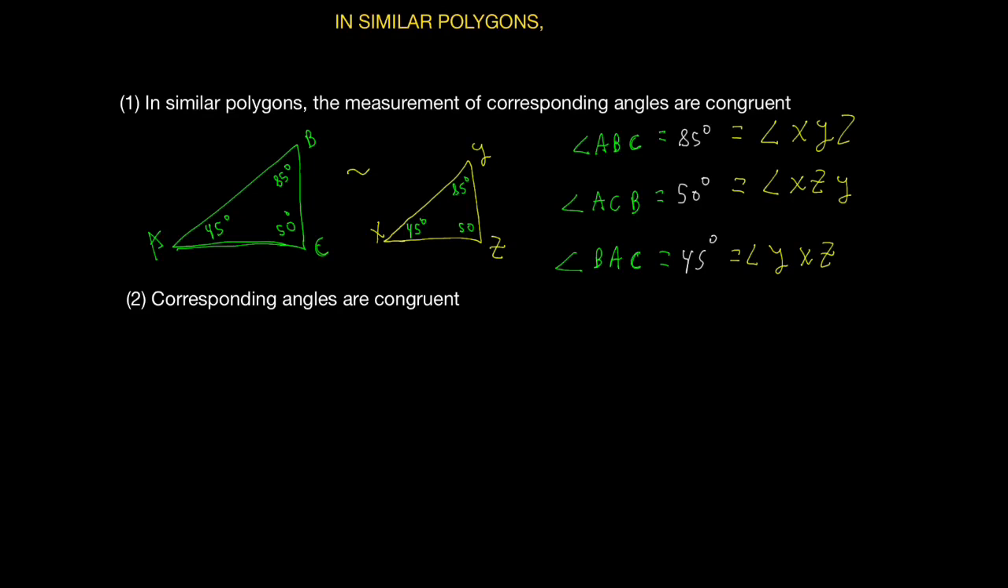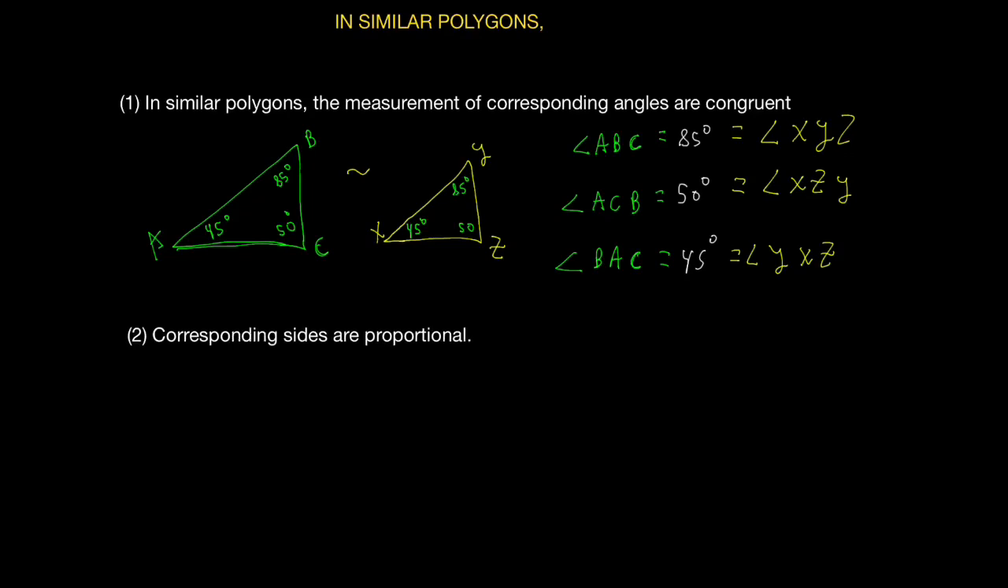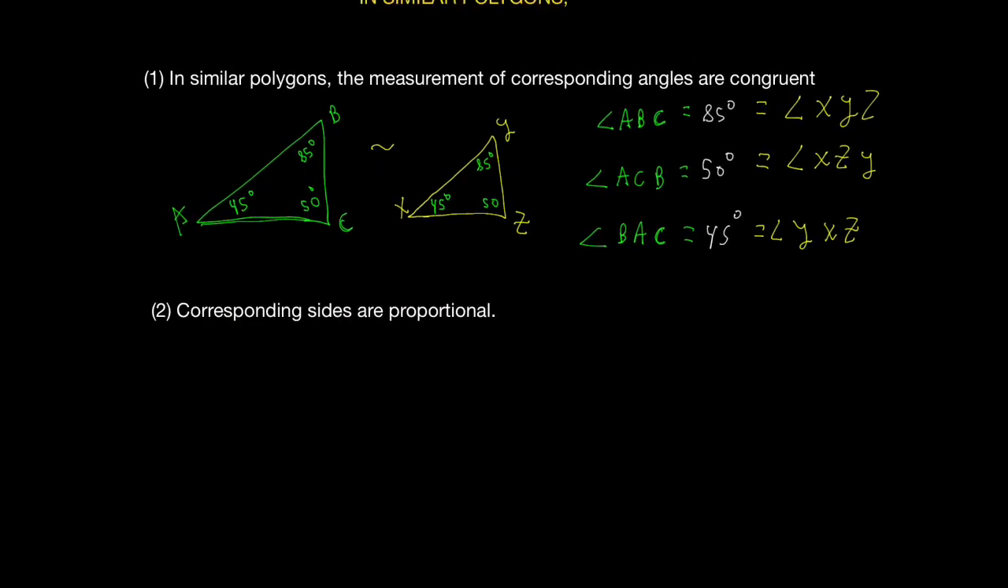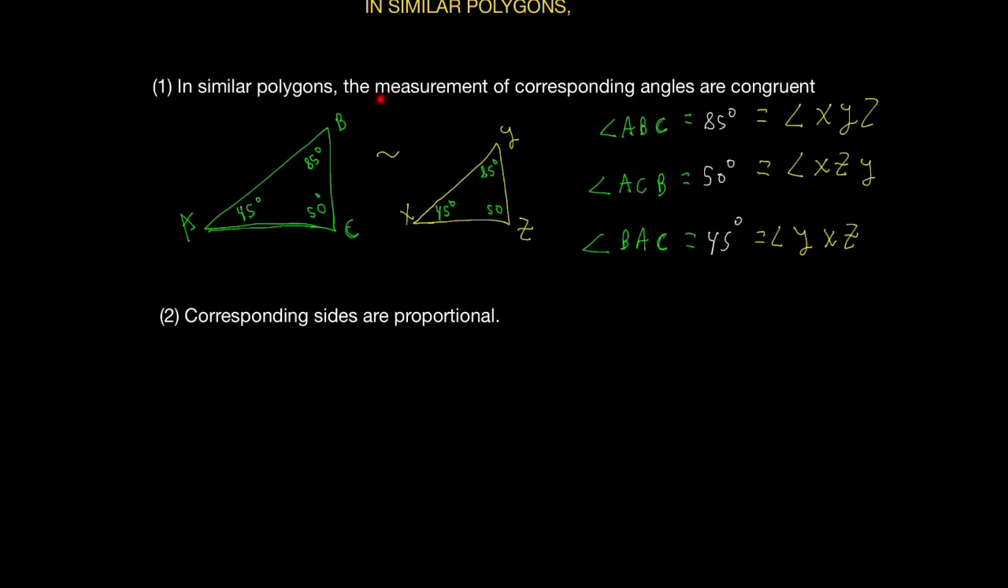Now the second thing you should have noticed was that corresponding angles are congruent. And I apologize, I made a typo. It should really say corresponding sides are proportional. That's the second thing you should have noticed. So for example, I'm going to give these two triangles some lengths. So let's assume that AB has a length of 15, BC has a length of 6, AC has a length of 12, and then here we have 5, 2, and 4.